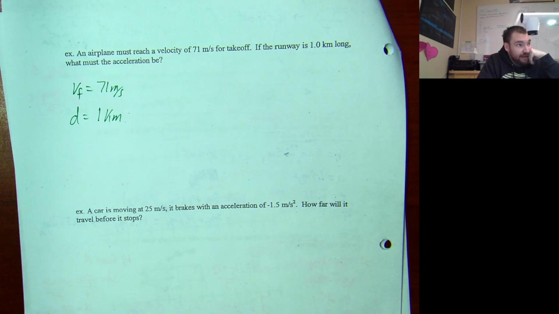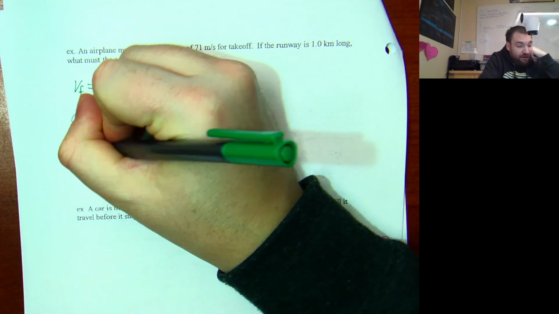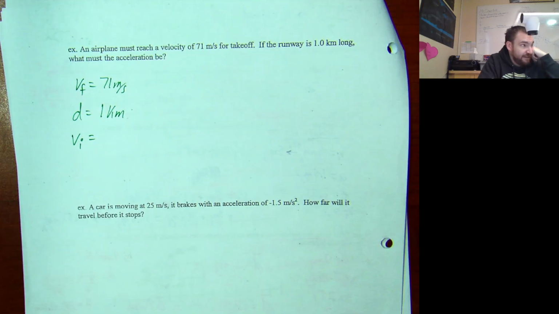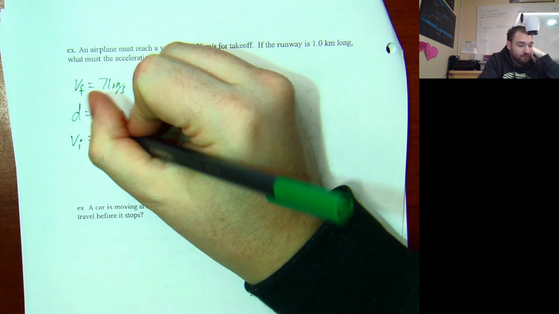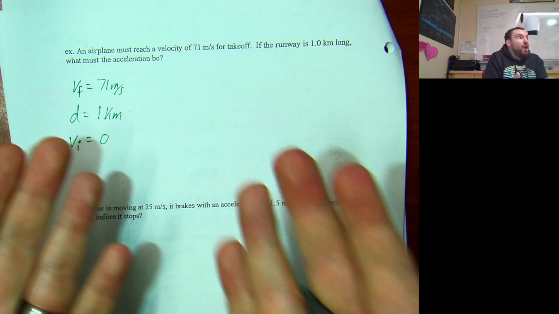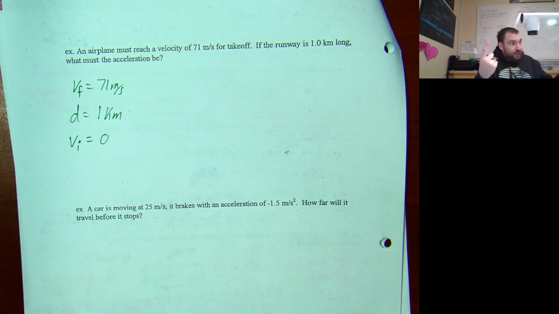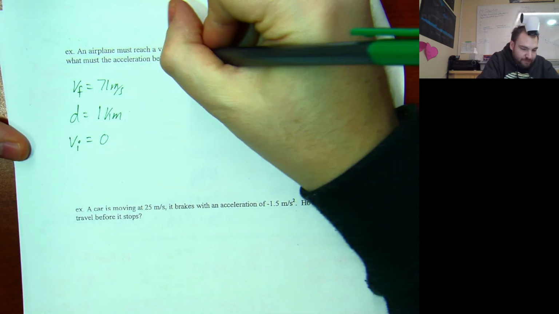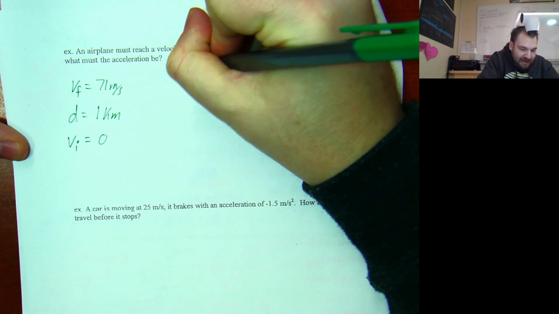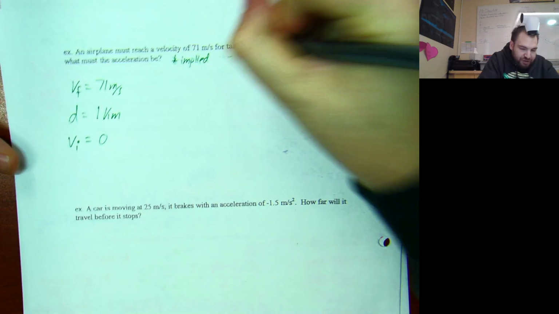Typically, initial is 0. Yeah, for an aircraft taking off, often they start not moving. But notice how nowhere is that given to you in the question. You just have to pull that out of what you know of aircraft. So I'm hoping that we recognize that when aircraft take off, they start from rest. So there's an implied start from rest.